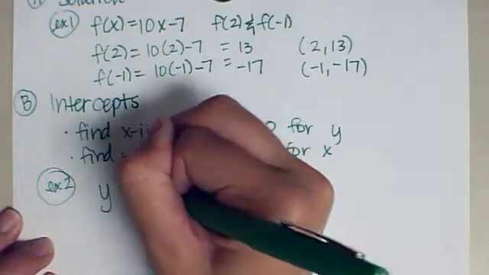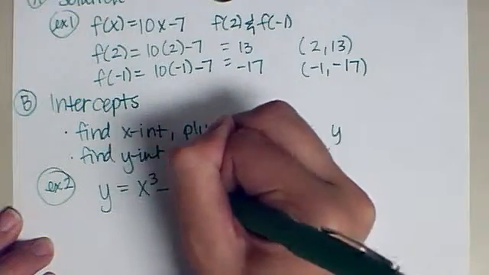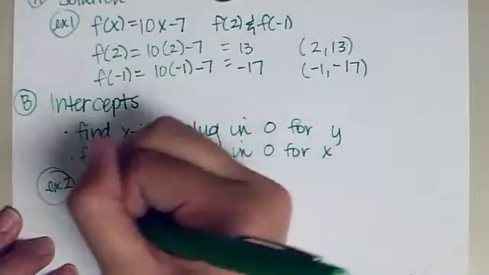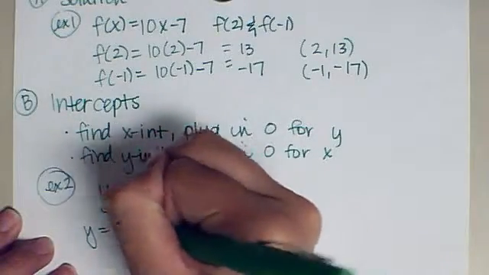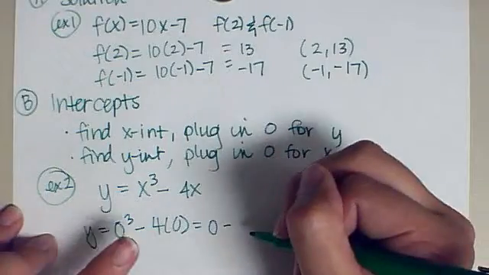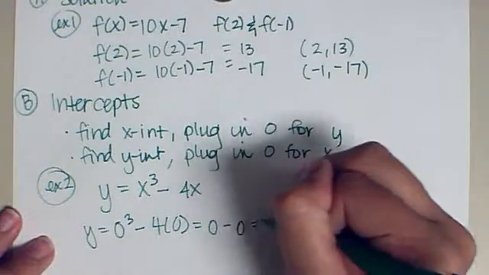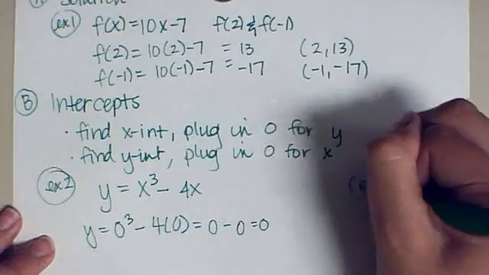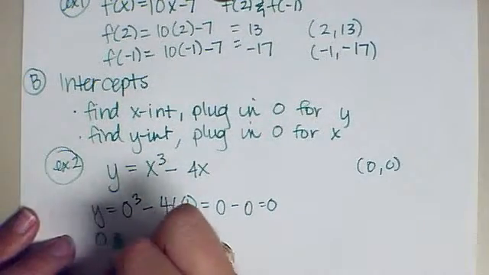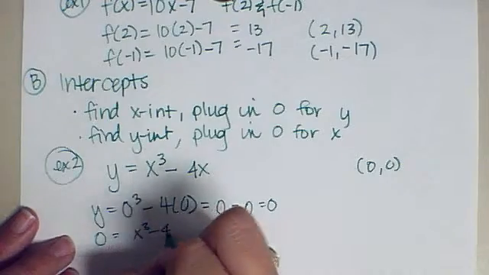If y equals x cubed minus 4x, let's start with trying to find the y-intercept. So we're going to plug in 0 for x. Y equals 0 to the third minus 4 times 0. 0 to the third is 0, 4 times 0 is 0, and 0 minus 0 is 0. So one of our intercepts is 0, 0. Done. The other one I'm going to plug in 0 where y is and try and solve.